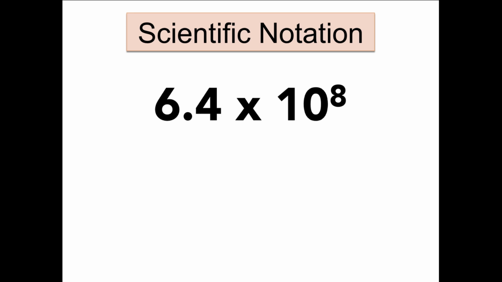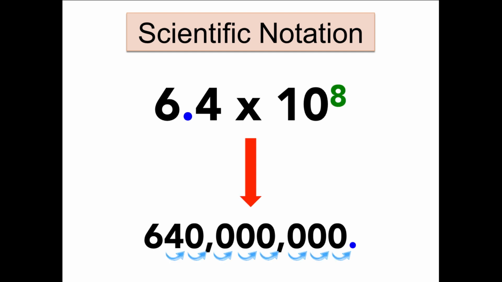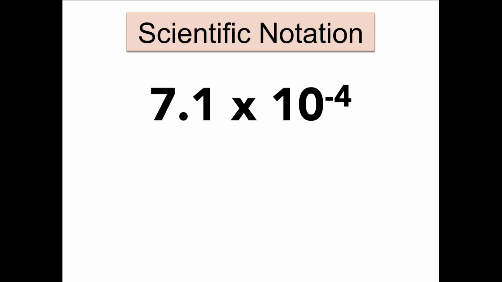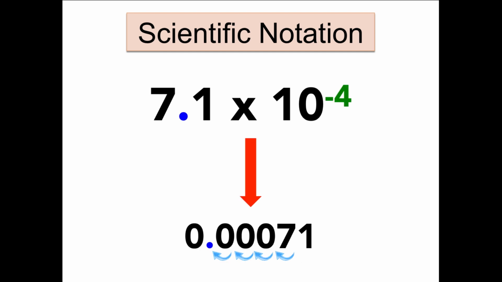To convert between the two forms, we just move the decimal place the number of times indicated by the exponent. 6.4 times 10 to the 8 means we move it 8 to the right, and this is what we get. 7.1 times 10 to the negative 4 means we move it 4 to the left, and this is what we get.